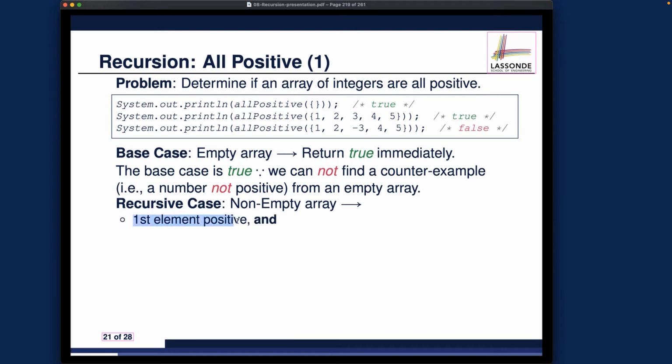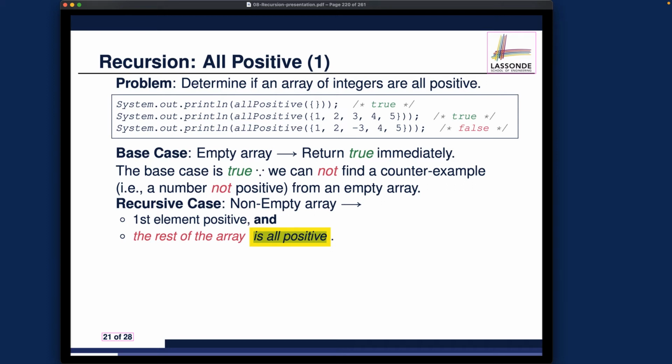The first element must be positive, right? And we're going to use conjunction: the rest of the array is all positive. The rest of the array is the tail of the array, meaning everything except for the first element. In that case, it's really a strictly smaller problem to solve. So that's where we can call the recursion. So that's about the hints.